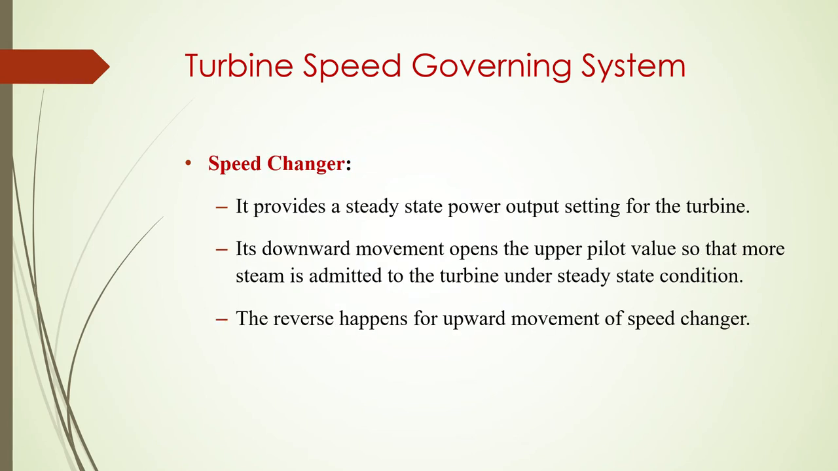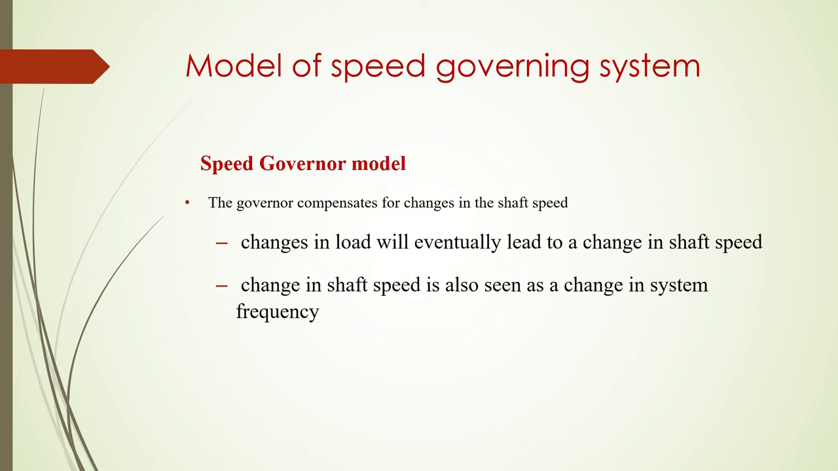Next is the speed changer. It will provide the steady state power output setting for the turbine. Its downward movement will open the upper pilot valve so that more steam is admitted to the turbine under steady condition. The reverse will happen for upward movement of the speed changer.